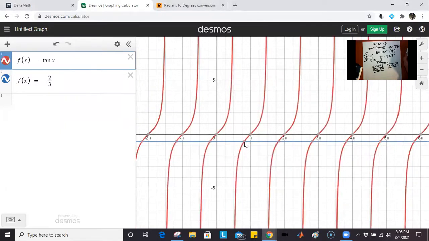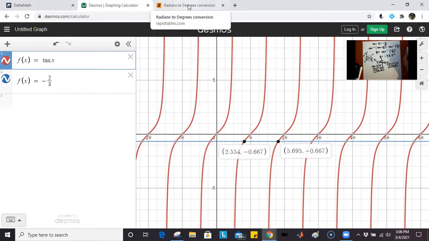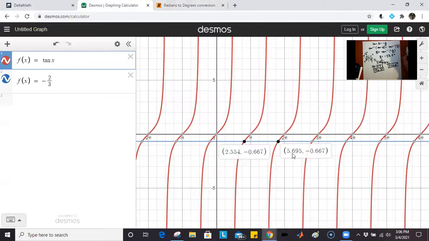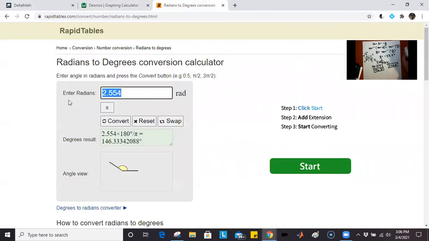So we find intersections here at 2.554 and 5.695. And then we would convert those radians to degrees. Let me see. Convert. Yeah, there we go. There's our 146.3. And 5.695, convert. There's our 326.3. Great. Awesome.